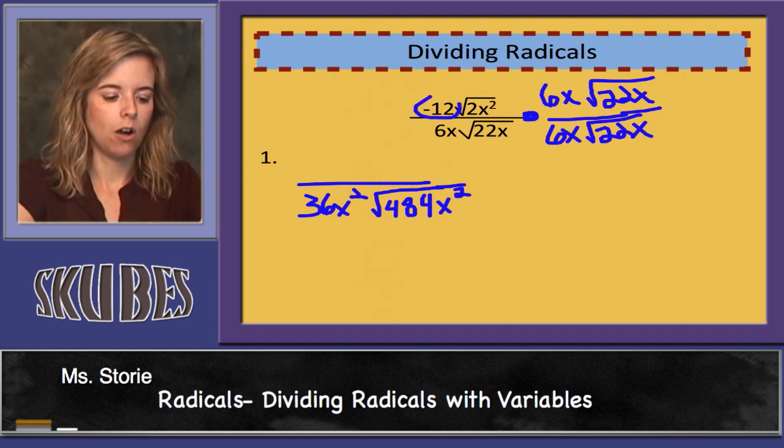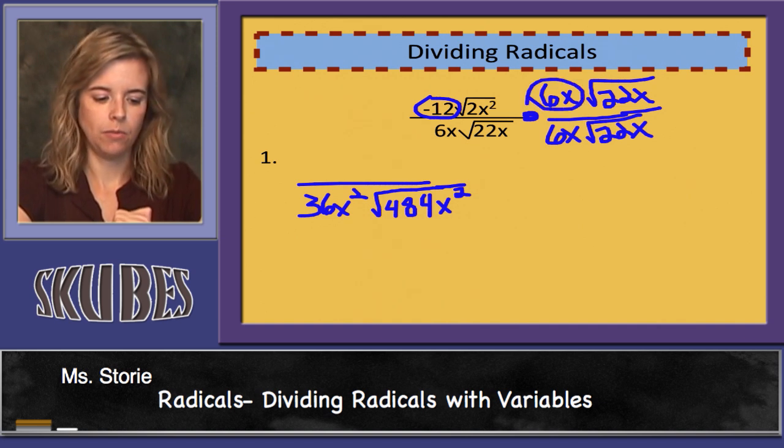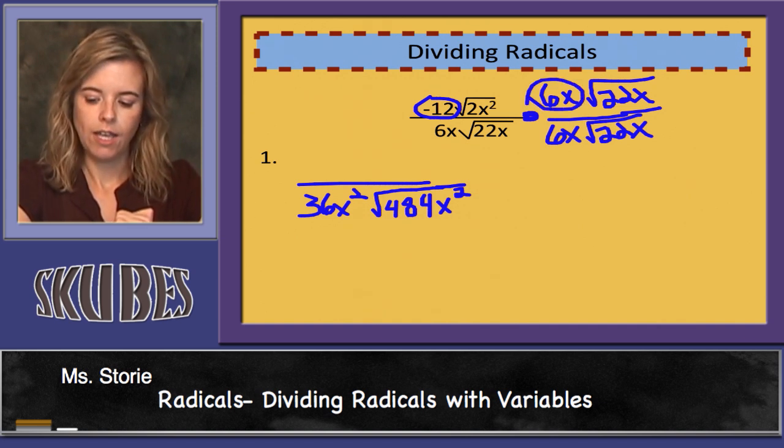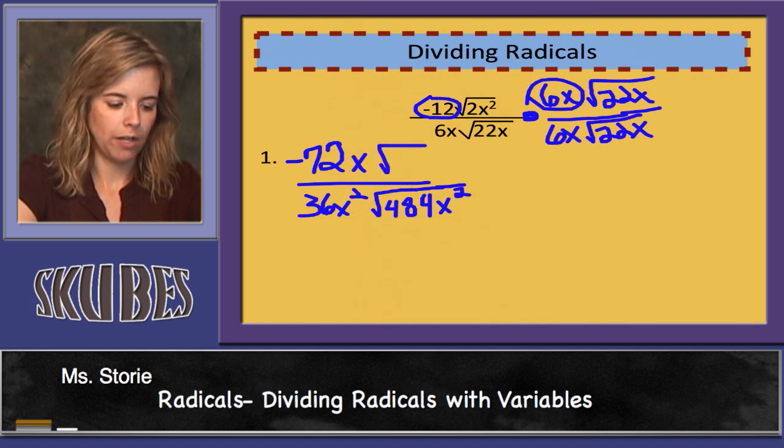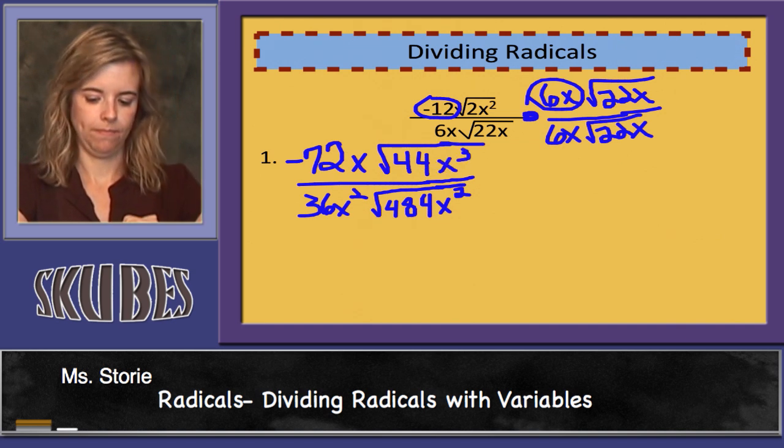Now we're going to take our whole number times our whole number on the top. So we're looking at negative 12 times 6x. So you're going to get negative 72x. And then you're also going to multiply radicals. So it's 22 times 2, which is 44. And exponents don't get multiplied, they get added. So that's x cubed.